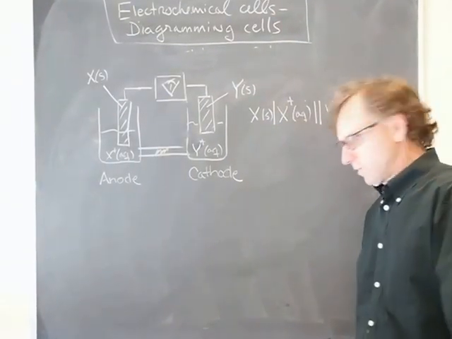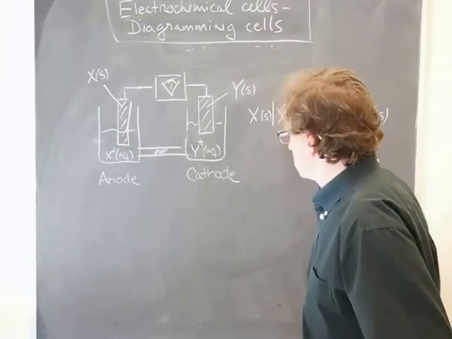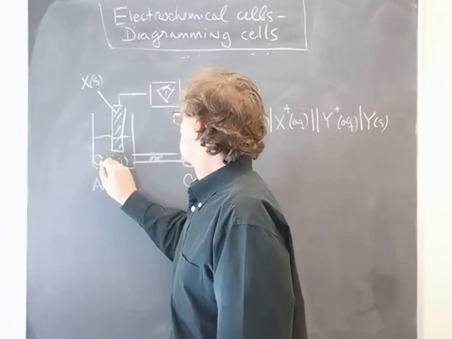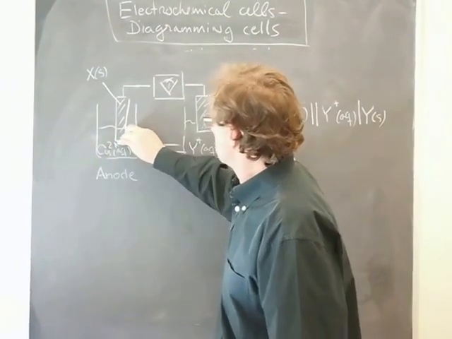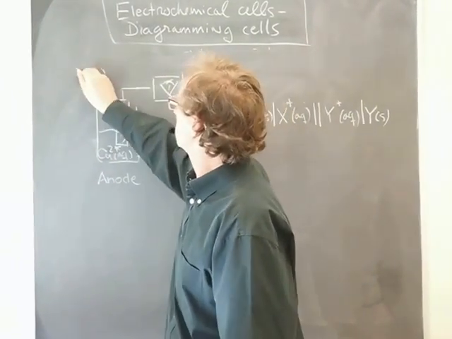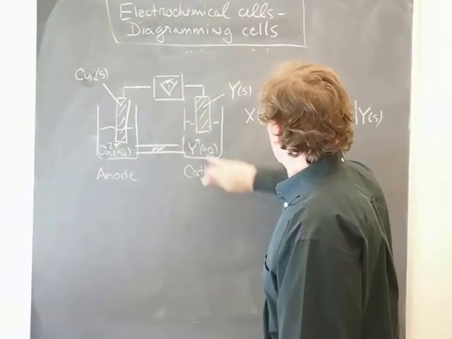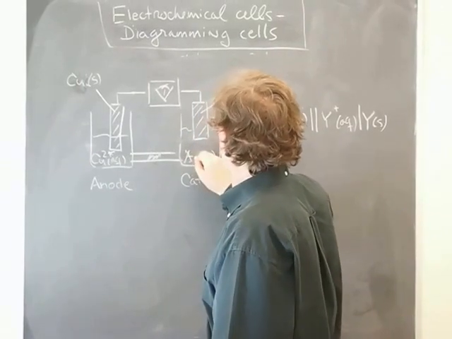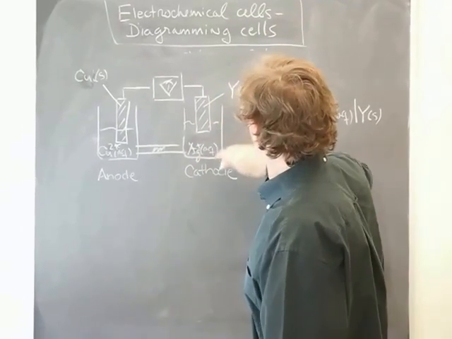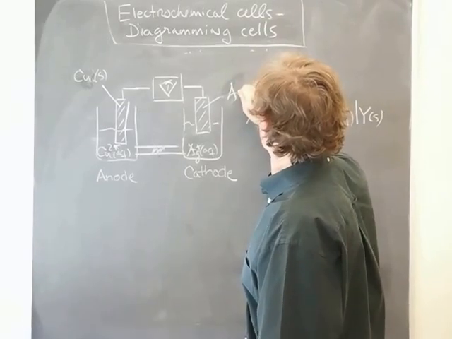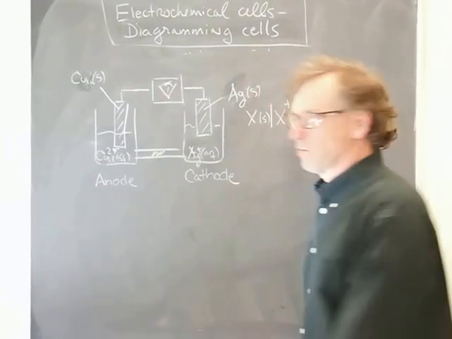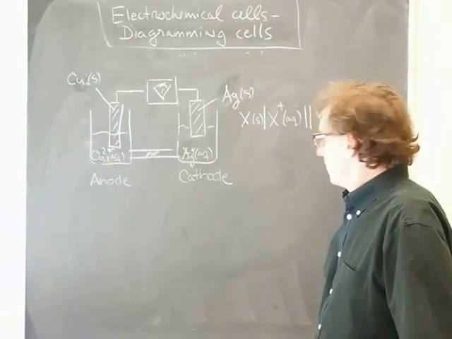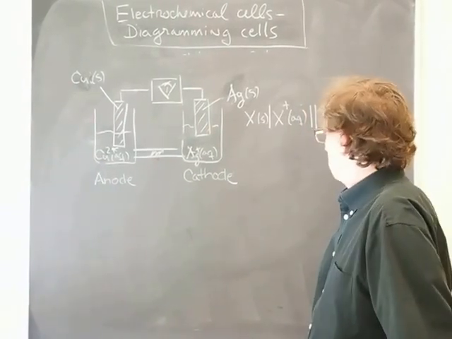So here's what you might want to try to do. Let's suppose instead of X, I have copper 2+, and it's connected to a copper electrode, so that would be copper. Then let's say I've got silver over here, Ag plus, that's the electrolyte, and then I have solid silver over here. So it's pretty straightforward, I think. How would you go ahead and make the diagram of this cell?